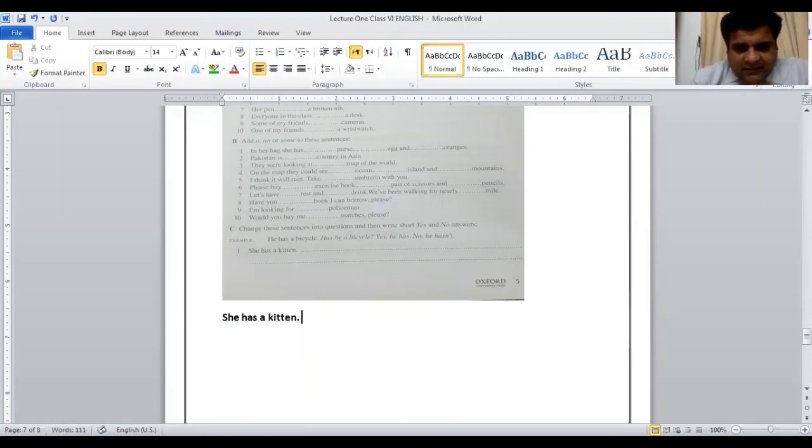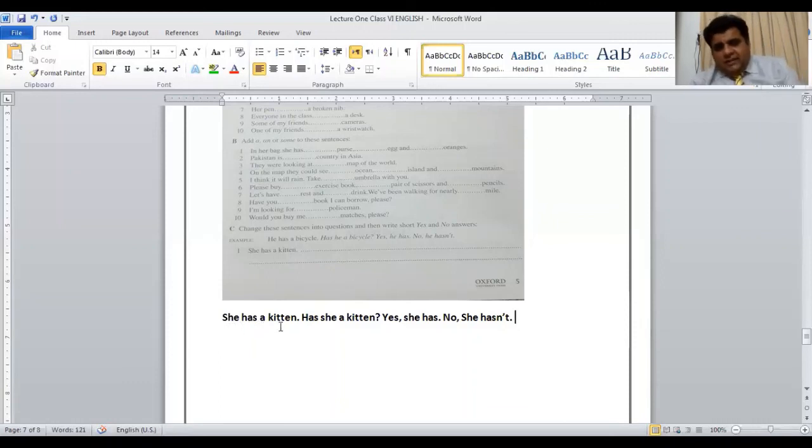Okay, now this is a sentence. Now what we have to do, first we have to change it into the question. How to change? Has, we will put before the she, like has she a kitten, question mark would be there. Has she a kitten? So answer would be yes, she has. And the other answer also we will write, no, she hasn't. She has a kitten. It is the simple sentence. We are going to change it into the question like, has she a kitten? Now we will answer this. Yes, she has. No, she hasn't.